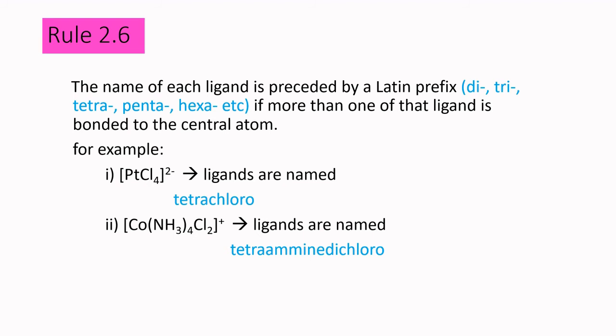While for the second example, you can see that in this cobalt complex, there are 4 amine groups here, and then there are 2 chloro. So the ligands are named as tetraamminedichloro. What I want you to notice is that ammine should be named first because it is A, while chloro should be named second because it starts with C. The Latin prefixes tetra and di do not influence the alphabetical order. Your alphabetical order starts with the name of the ligand.